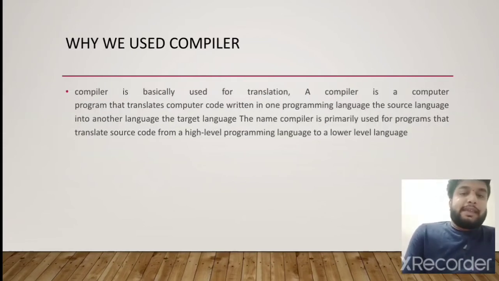The second question is why we use a compiler. Basically, a compiler is used to translate computer code written in one programming language, the source language, into another language, the target language. It is primarily used to translate source code from a high-level programming language to a low-level programming language, for example assembly language, object code, or machine code, to create and execute the program.